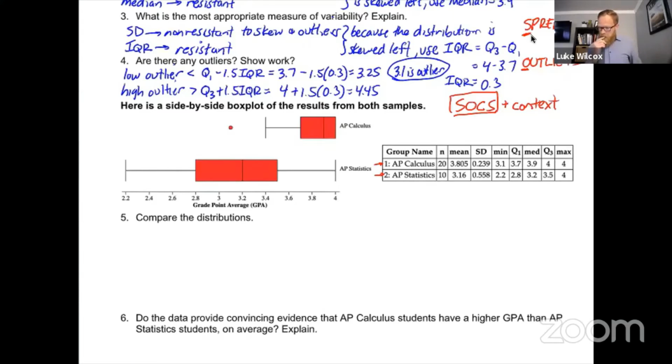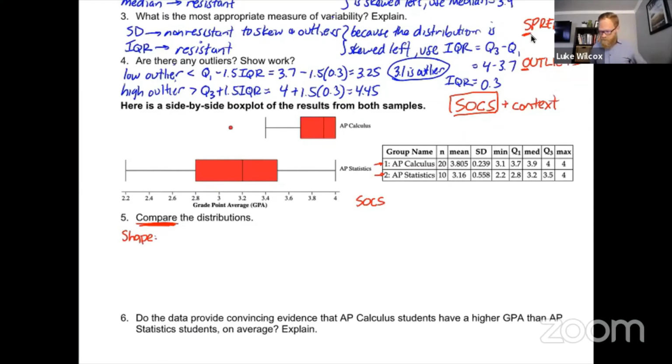Okay, so number 5 says compare the distributions. Okay, very important here. We just talked about describing a distribution. You want to talk about exactly the same things when you are asked to compare distributions. So this whole idea of SOCS plus context, that's exactly what we need to address here when we are comparing the two distributions. So I'm going to make it very, very clear in my answer here that I'm addressing all four of them. And we're going to start with the shape.